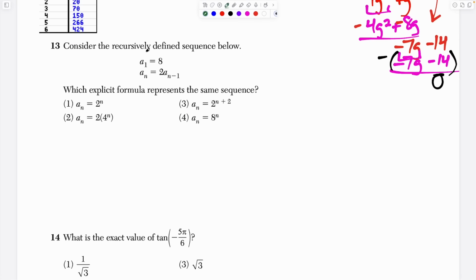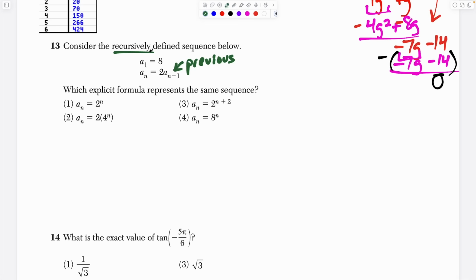Question 13, consider the recursively defined sequence below. And we want to know which explicit formula represents the same sequence. So when I look at questions like this, when we have a recursive sequence, I always look at the a sub n minus 1 piece, and I call that the previous term. Okay, so that's how recursive sequences work, is they're built off of the previous terms.